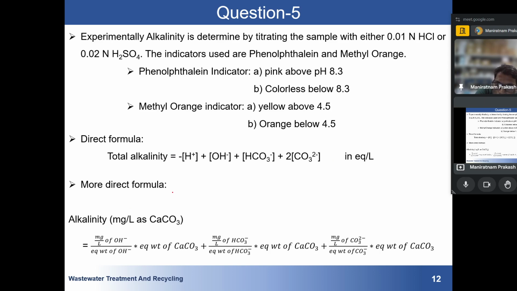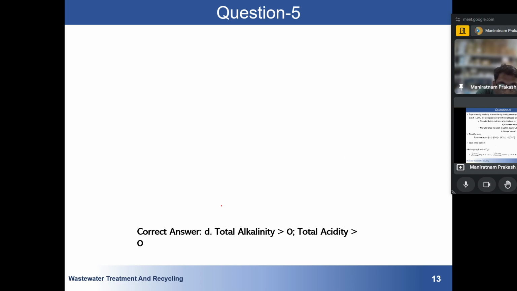Generally in your question the concentration will be given in milligram per liter, so you can just convert milligram per liter into equivalent weight. Alkalinity is generally reported in milligram per liter CaCO3, because it's easy for calculation and we have to compare this alkalinity with the hardness. So you can just multiply with the equivalent weight of CaCO3 and you can get the alkalinity of the system.